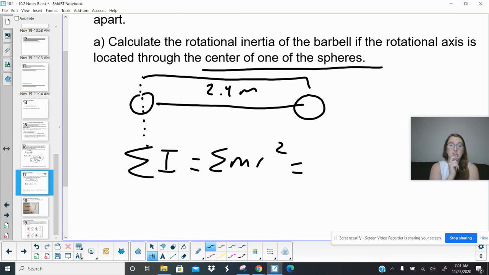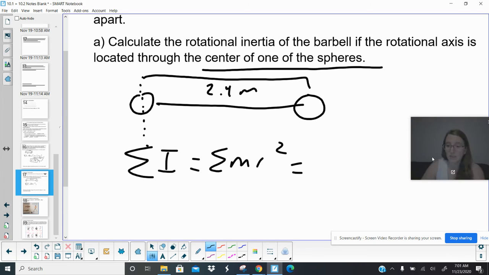This distance from the center of the rotation. What do you think this would be? Go ahead and just give it a shot. We are rotating through the center of one of the masses. Again, you can imagine this other mass swinging around the outside, and we're just spinning this one here. Go ahead and try it.